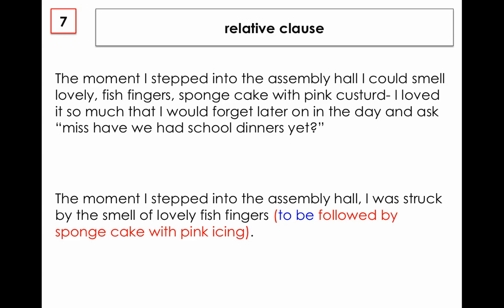Well, I did put this on the worksheet, relative clause, so I should probably mention it. In the phrase in parentheses, I could change this to be clearly a relative clause. If you listen to this, I was struck by the smell of lovely fish fingers, which were to be followed. I've taken the "which were" out because you don't really need it, but this would still be a relative clause. If that makes no sense at all, don't worry about it, but you can pursue this point in a grammar book if you like.